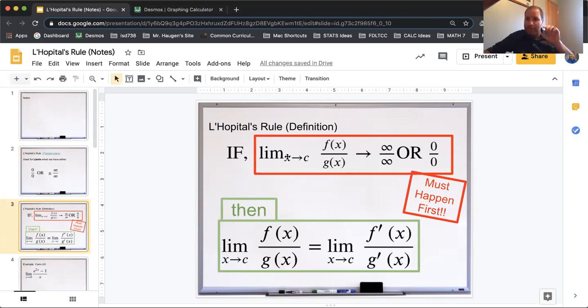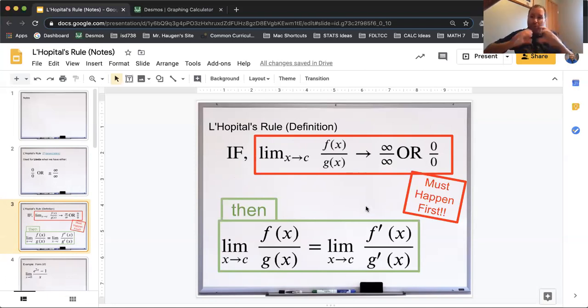You have to check your limit, okay? And we check the limit, and it's working with a fraction. We always have to have a fraction. We plug in the number, and we see what we get. If you get infinity over infinity, or you get 0 over 0, then you can use L'Hopital's rule. If you do not get this, infinity over infinity or 0 over 0, you can't use L'Hopital's rule. That's the big takeaway, right? If you do not get these first two things, you cannot use L'Hopital's rule.